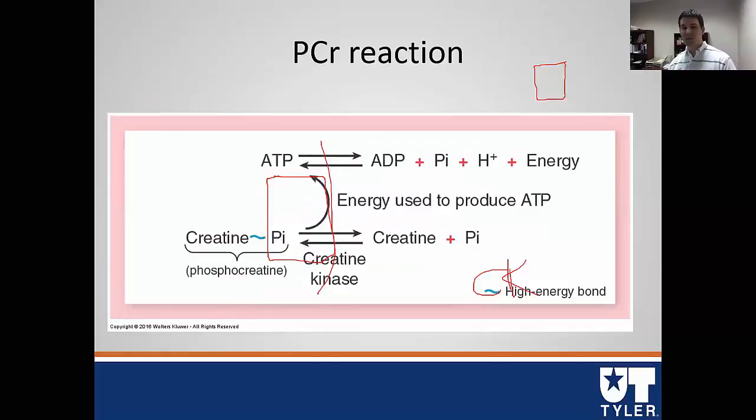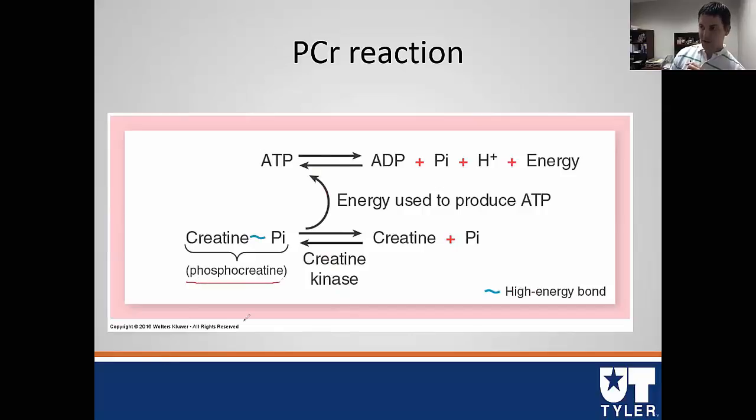So again, one more look at the phosphocreatine reaction. Again, very simple. So we have our creatine bound to our inorganic phosphate, otherwise known as phosphocreatine. Creatine kinase is going to use the energy to produce an ATP molecule by adding the inorganic phosphate, and then some enzyme in the body, you name it, can then use this ATP to break down and release this high energy bond, also create a hydrogen, and have that energy to perform some type of reaction in the cell.